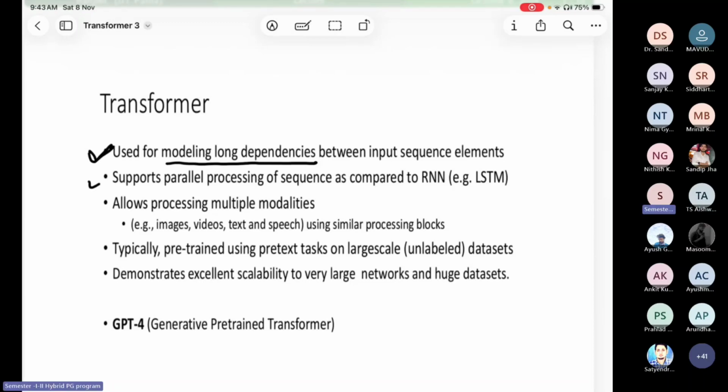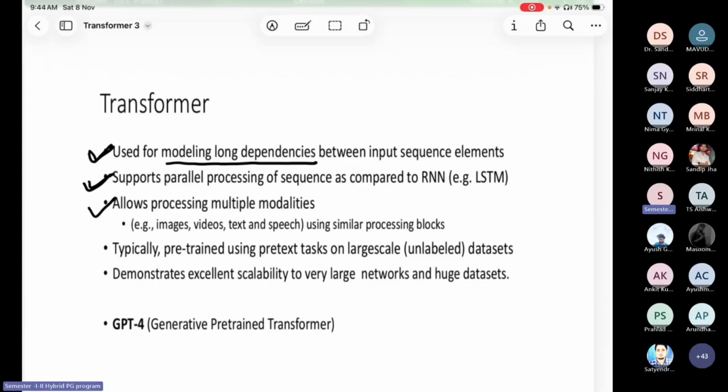The next point is it allows parallel processing of sequence, which we were missing in the case of LSTM or RNN. There it was mostly doing sequential processing, and that's why it was very slow. Now transformer supports parallel processing, and that's the power of this transformer. So now things can be done in a fast manner because we have the GPU, and in the case of RNN and LSTM we were not able to use the GPU in a proper manner.